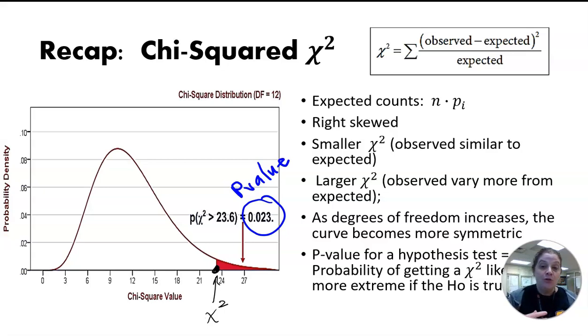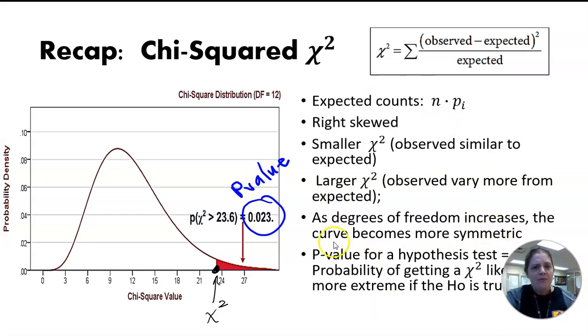The chi-squared distribution is always right skewed, and what we notice is if our chi-squared values are small, that means that our observed values are very similar to our expected values. And if our chi-squared values are larger, then our observed values are different than what we expected, and that seems unusual. So the farther we get away from zero with our test statistic chi-squared, the more unusual our sample results seem compared to what we expected to happen.